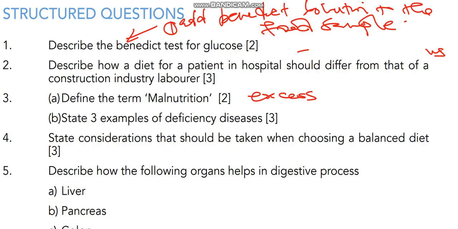So in general, it can be defined as a diet or a food which contains excess or less components of a balanced diet, or less nutrient. I don't know how you are going to put it, okay? But it's just a condition or a diet or a food that contains less or excessive components of a balanced diet. That's what you call malnutrition.